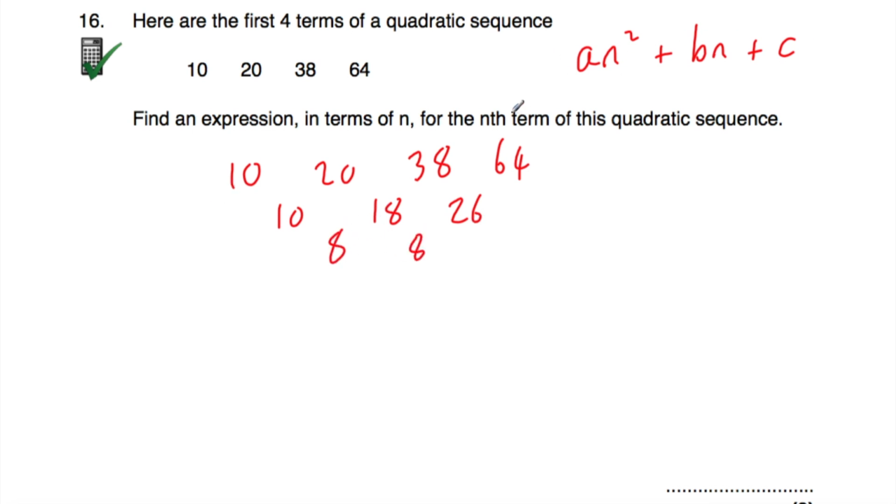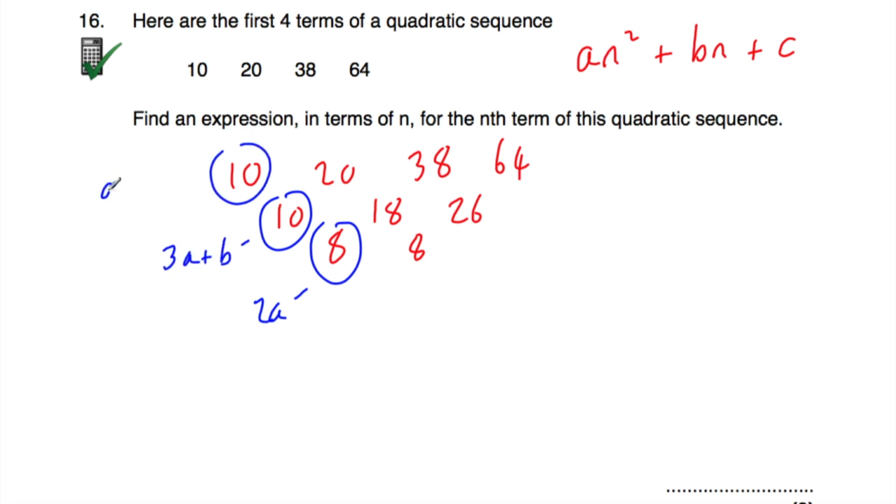Now let's find our values of a, b, and c. In terms of our second difference, this one would be equal to 2a. In terms of our first difference, that would be equal to 3a plus b. And then finally, our first term in the sequence would be a plus b plus c. So let's work out the values of a, b, and c. Using our second difference, we've got 2a is equal to 8. And then if we divide by 2 and divide by 2, we get that a is equal to 4. So that's going to be 4n squared.